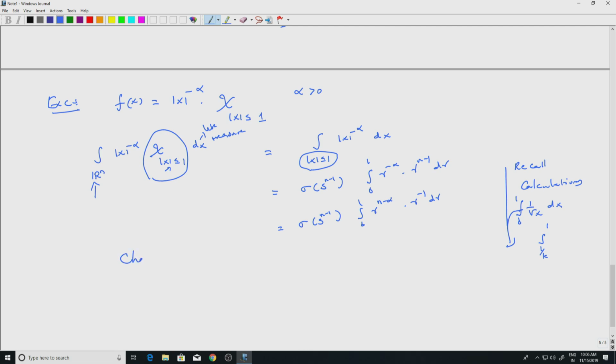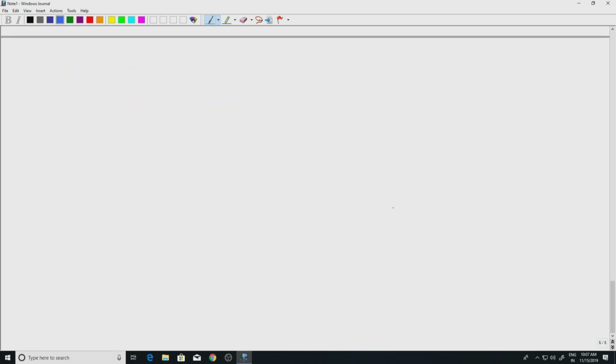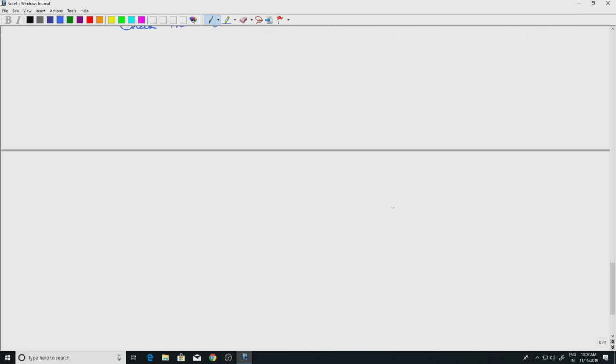So check that f is in L1 of Rn if and only if alpha is less than n. Okay, so I should have something positive here. Remember here there is a minus 1. R to the minus 1 is not integrable. 1 by r dr will give me log r, and then there is a problem at 0. But the moment I have some positive power here, it would be integrable. Okay, so that's the point. That's a simple computation, but you can use polar coordinates, Fubini's theorem, etc. to do it.